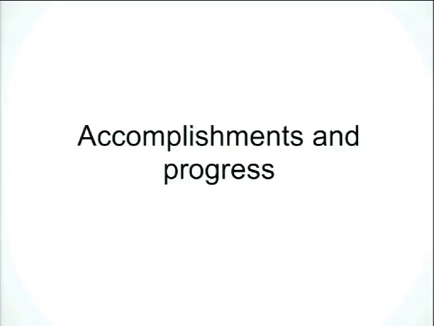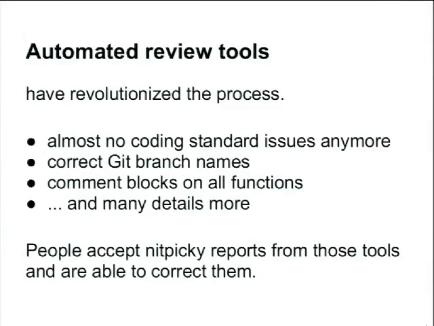Now that was a bit negative. Let's talk about some accomplishments and how we improved that process in recent months and years. First, we have introduced automated review tools to the queue, and that has really revolutionized the process. The result is that we have almost no coding standard issues anymore in new projects. People are able to use correct Git branch names. They have comments on every function, so the code is well documented. The coding standards are in place, so the code that comes in from new contributors is easy to read and understand and written in a Drupal way. And many more details are detected by those automated review tools.